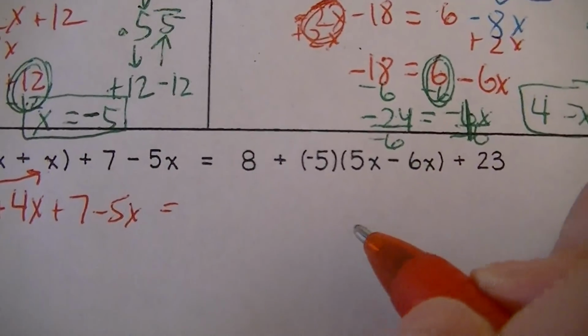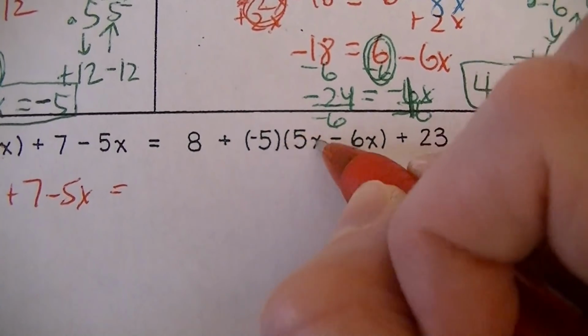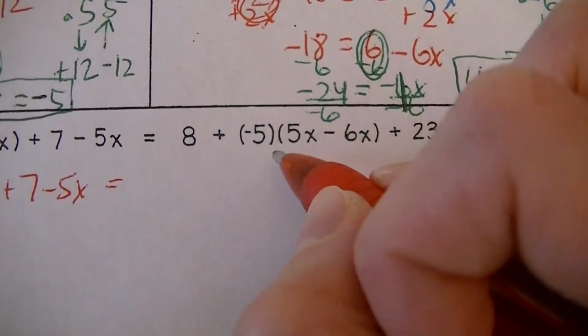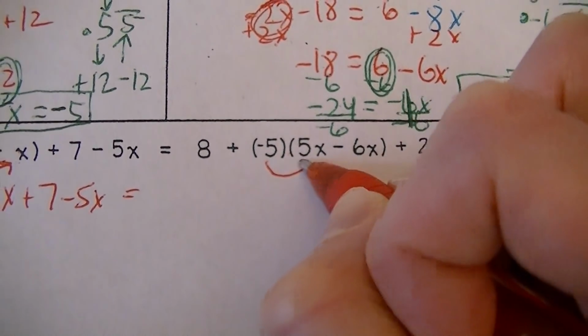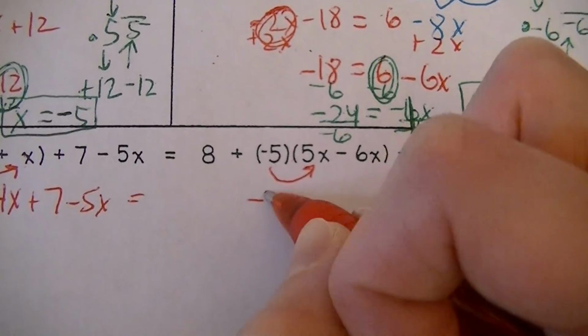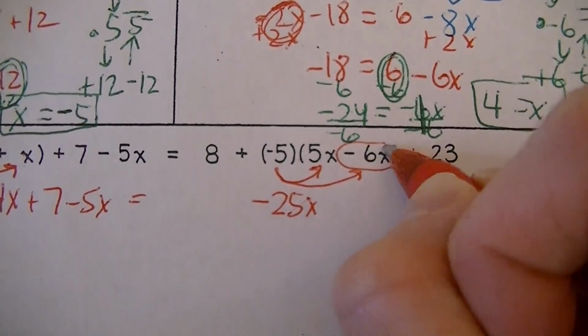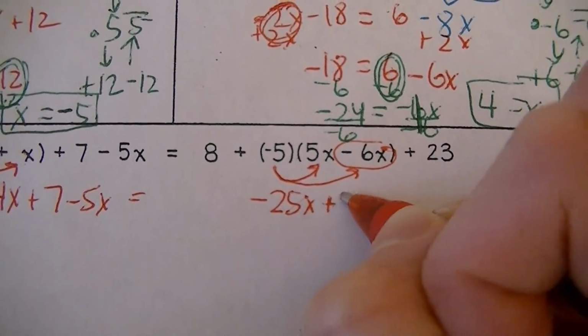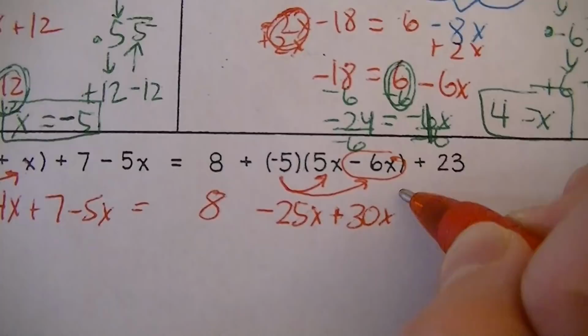Okay, right here, oh, this is crazy. So I see that there's parentheses right here, and this parentheses is right next to this quantity, so we're going to have to multiply. Negative 5 times 5x is negative 25x. Negative 5 times a negative 6x is a positive 30x. Okay, please bring everything down now, just like you see it.